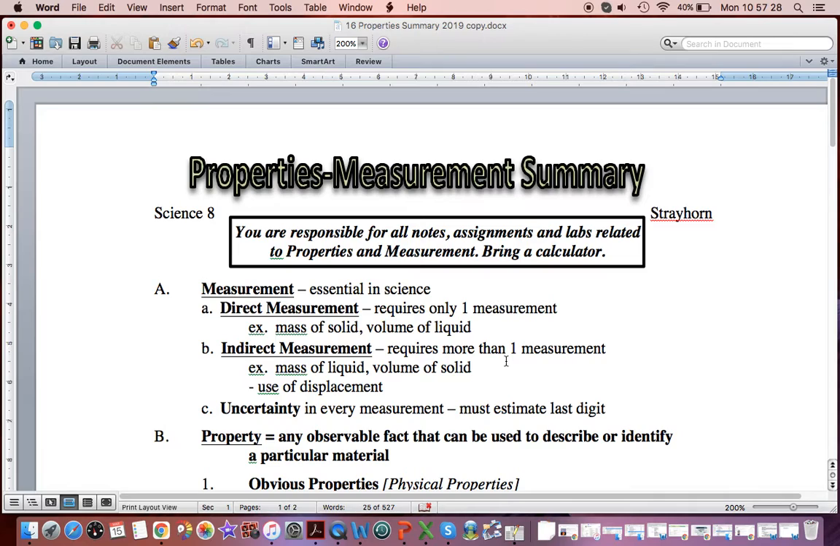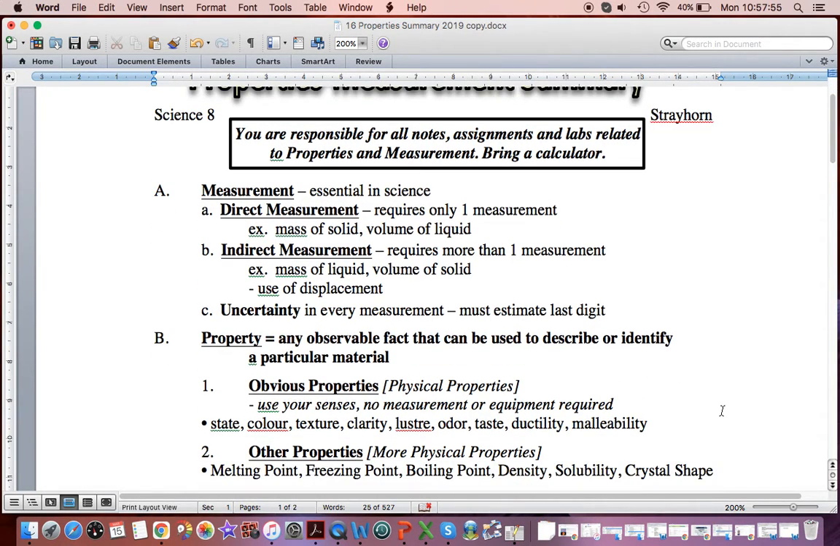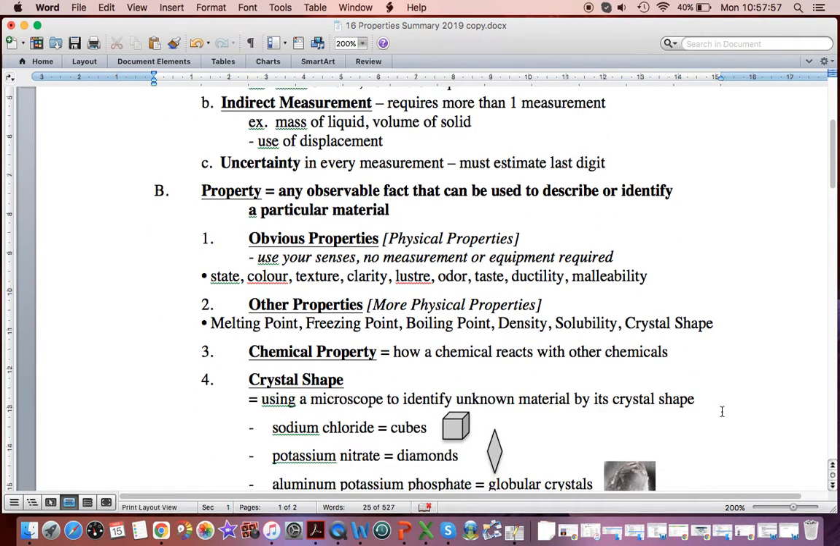That is indirect. To get the volume of a solid, we're either going to calculate it based on its shape, if it has a convenient shape, or we're going to have to use displacement, where we put water into a graduated cylinder, record that volume, add the odd-shaped solid, get a new volume with the water and the odd-shaped solid, and find the difference to get the volume of the solid. The sheet also talks about uncertainty in every measurement, estimating the last digit. That is not something we will focus on.